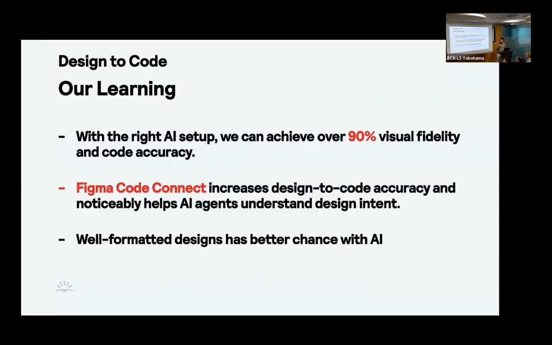And our learnings were three main things we learned during this experiment. One of them was that with the right setup, we can achieve around 90% visual fidelity and code accuracy, which was something surprising for us as well. And the second part was that Figma Code Connect could increase this design to code accuracy.